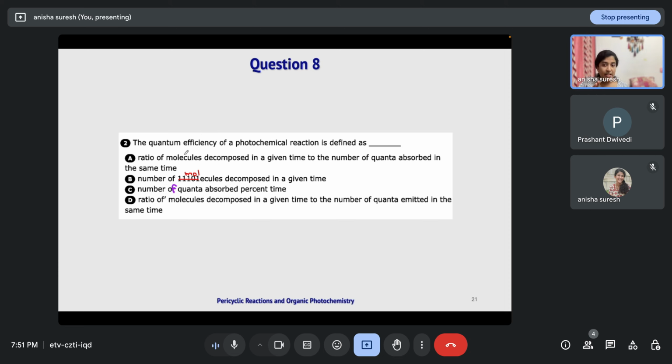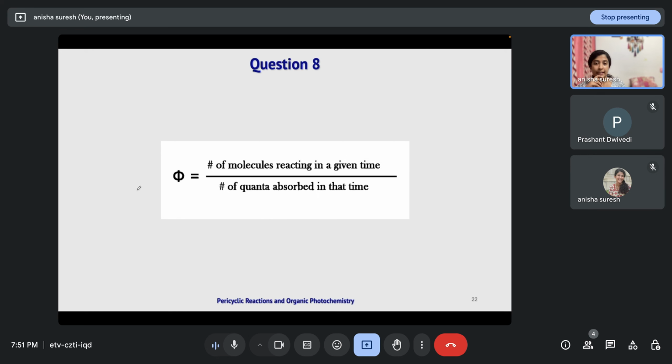Quantum efficiency is the ratio of the molecules reacted in a given time to the number of quanta absorbed in the same time. So option A will be the right answer. As we have seen in the lecture, this is the definition of quantum efficiency: the number of molecules reacting in a given time divided by the number of quanta absorbed in that time. This is the definition for quantum yield or quantum efficiency.